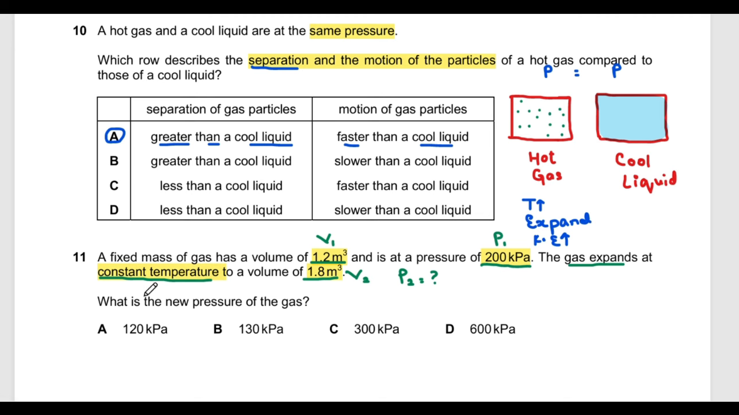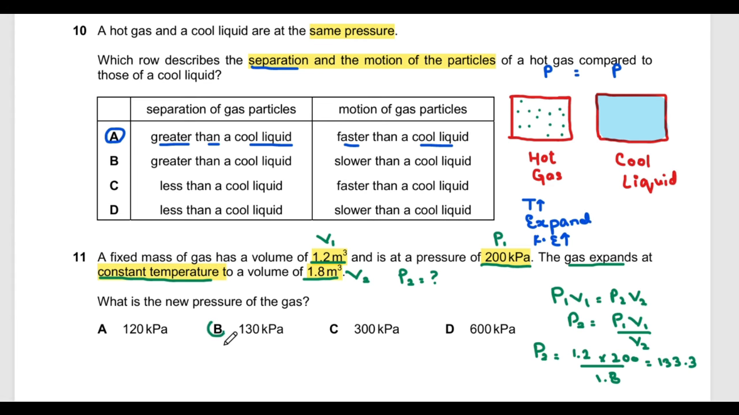For this we can use Boyle's law, which says that P1 V1 is equal to P2 V2, or the product of pressure and volume is constant. Making P2 the subject, it would be P1 V1 divided by V2. Now I will plug in the values. 1.2 times 200 divided by 1.8, and the answer would be 133.3. To two significant figures, it would be 130 kilopascal.